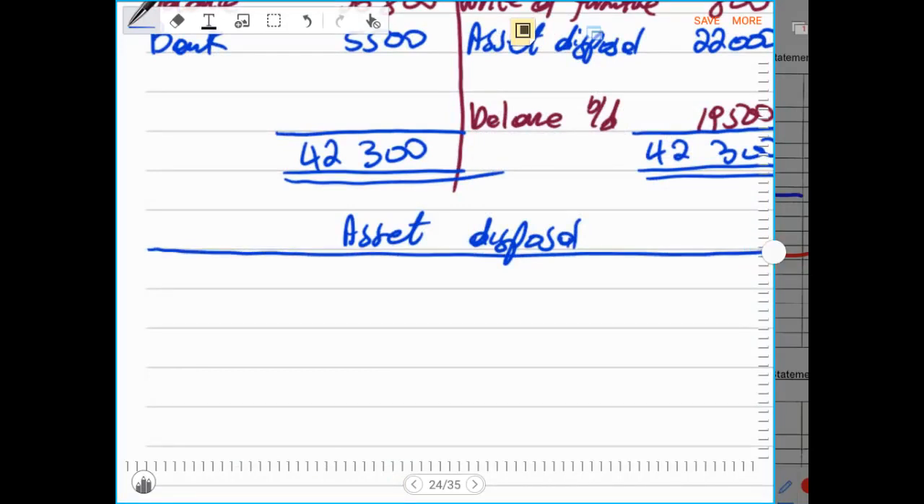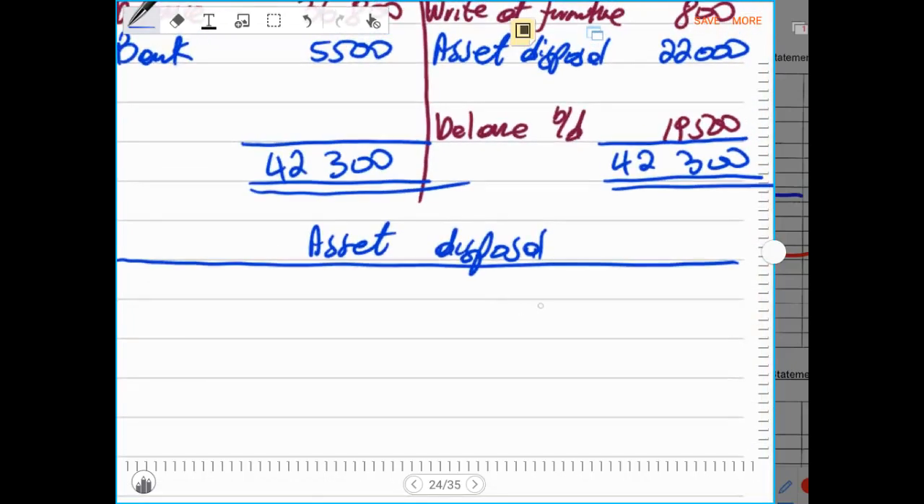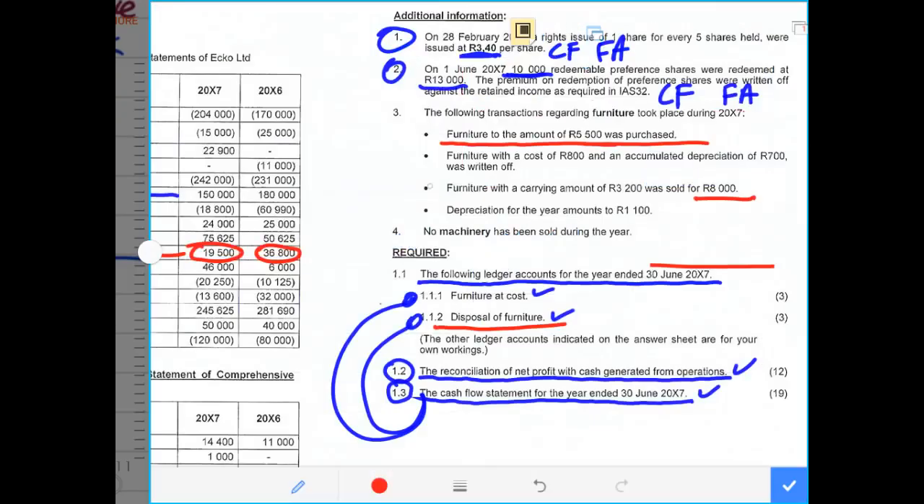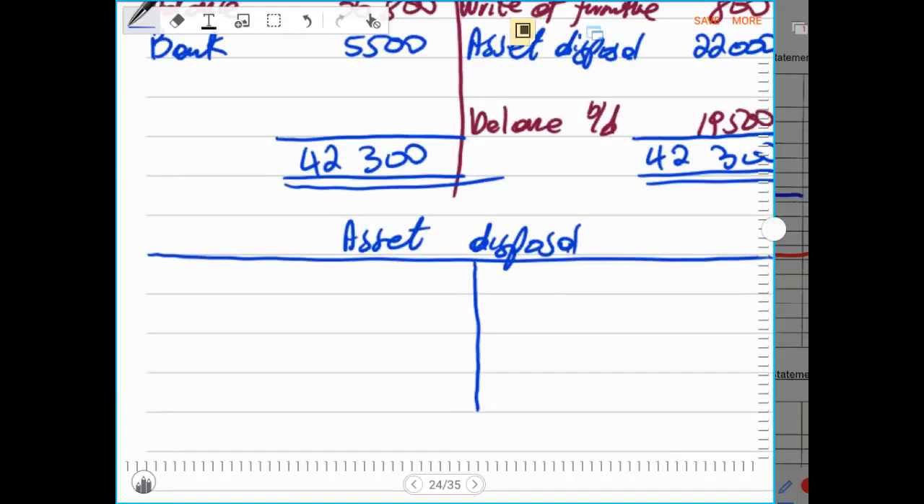And remember, only one furniture was disposed. And that furniture that was disposed was costing how much? 22,000 rands. Remember, I think it was the third bullet point under information number 3, where they said furniture with the carrying amount was sold. Remember, the second one, it was written off. The first one, it was a purchase. There was no other purchase, and there was no other sale after that. So now on the debit side of the asset disposal, we need to record furniture, which is the cost price of the furniture that was sold.